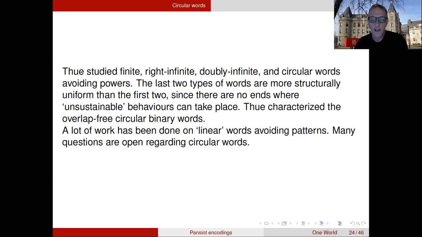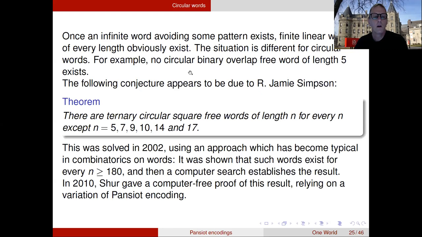Now, a lot of work has been done on linear words avoiding patterns, but there are all kinds of existence questions regarding circular words avoiding patterns. Once an infinite word avoiding some pattern exists, finite linear words of every length obviously exist. You just take a factor of the appropriate length. But the situation is different for circular words. For example, you can work out on the back of an envelope that there is no circular binary overlap-free word of length 5.